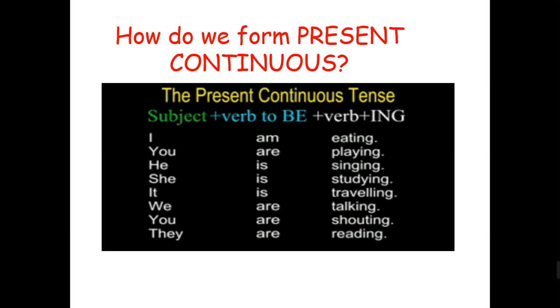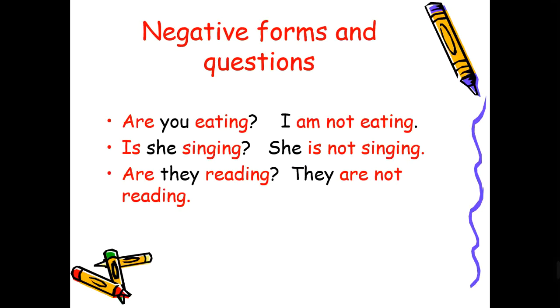eating, you are playing, he is singing, she is studying, it is traveling, we are talking, you are shouting, and they are reading. So according to the subject, you choose the verb to be. Am comes with I; is with he, she, it; and with we, you, and they, we use are. And then the verb, you just add ing to the verb to express the continuous state. Very easy and simple. Let's move on to the next part, which is about the negative forms and questions.